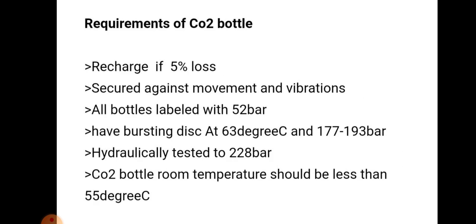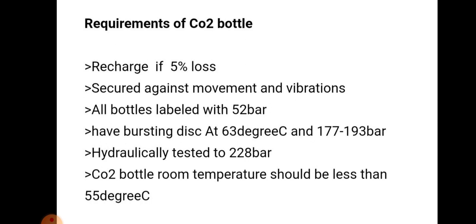Requirements of CO2 bottle. They should be recharged if there is 5% loss. Secured against movement and vibration. All bottles labeled with 52 bar. Have bursting disk at 63 degrees Celsius and 177 to 193 bar. Hydraulic tested to 228 bar. CO2 bottle room temperature should be less than 55 degrees Celsius.